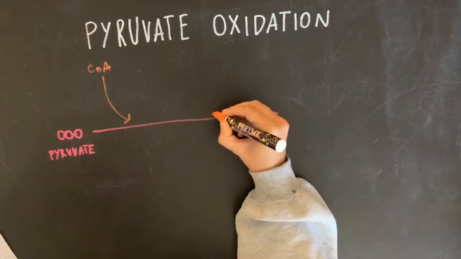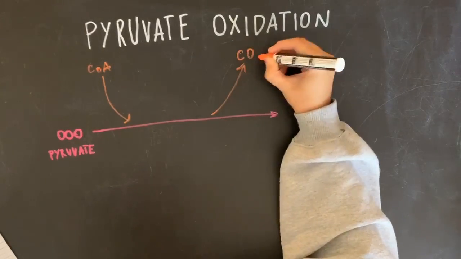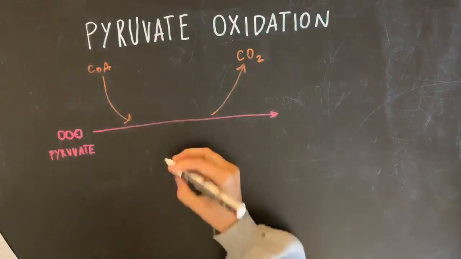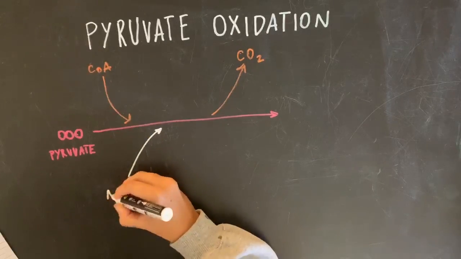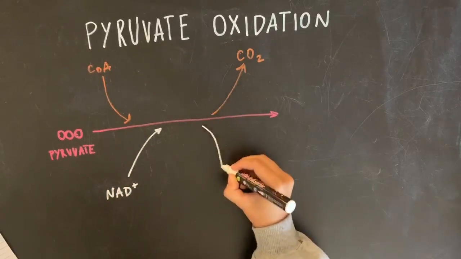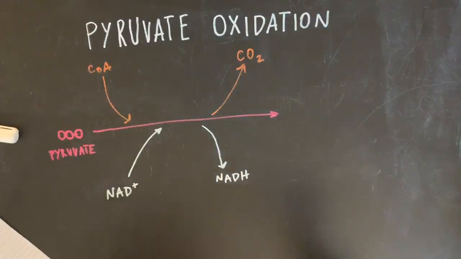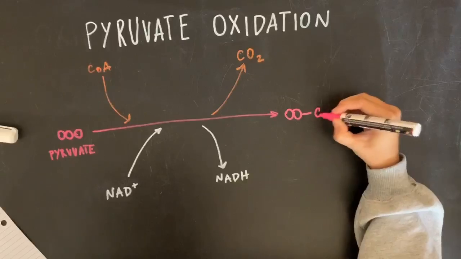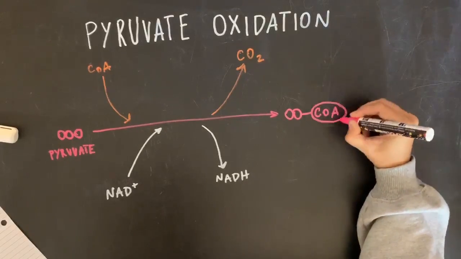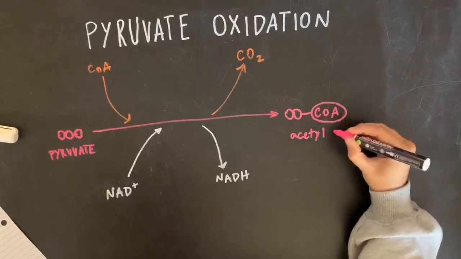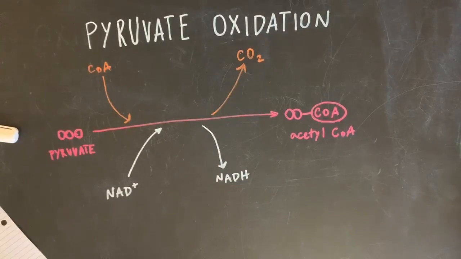First, a carboxyl group is removed from the pyruvate and is released as carbon dioxide, or CO2. Then, the carbon molecule is oxidized, and NAD+ accepts the excess electrons to form NADH. The oxidized carbon molecule is then attached to the coenzyme A to form acyl CoA.